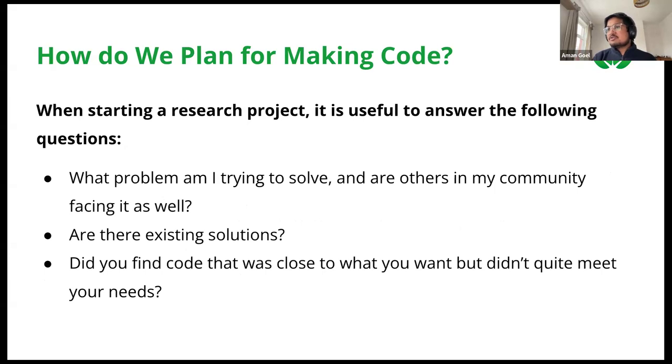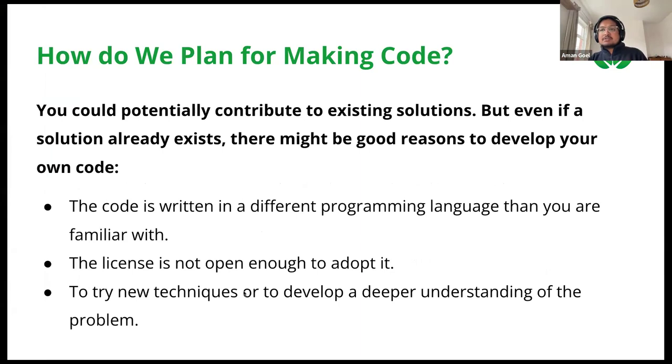When starting a research project, it is useful to answer a few questions. I would assume most folks here would have answered these questions throughout the cohort or prior to the cohort as they're figuring things out. But the overall gist of it is you think of the problem, what problem you're trying to solve, why you're trying to solve it, and if there are existing solutions. A lot of the times there are existing solutions. In case you want to use them, that's always great. But in a lot of cases, there might be existing solutions, but you still want to develop something of your own. You could potentially contribute to existing solutions, but for example, it's written in a language that you do not know or would not prefer for your solution, or it has a license that is not open enough to adapt it, or you're just trying to develop new techniques. Those might be good reasons to develop your own code or your own research project.